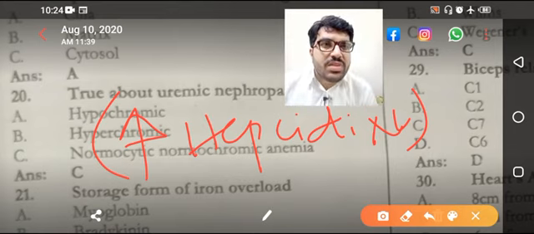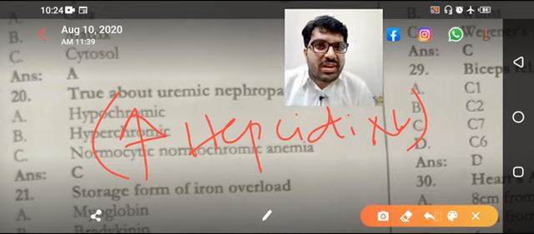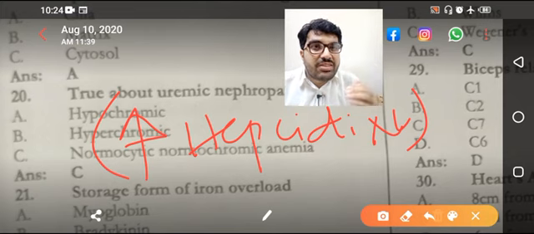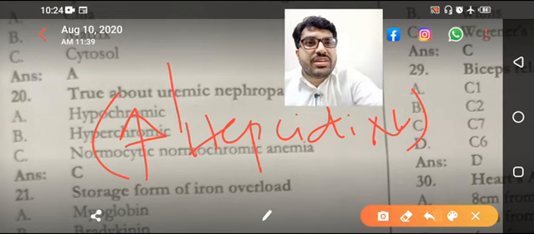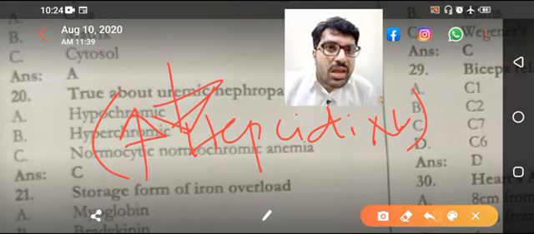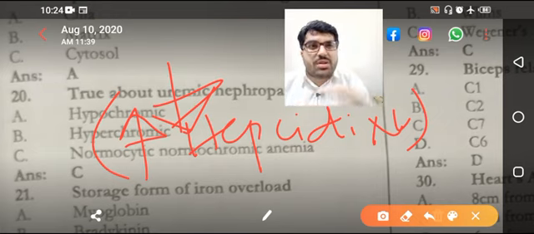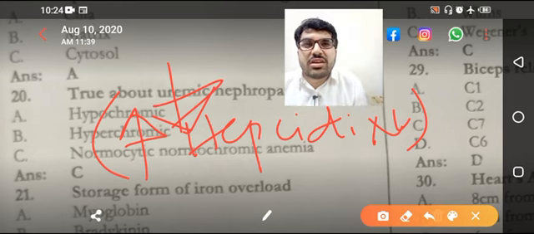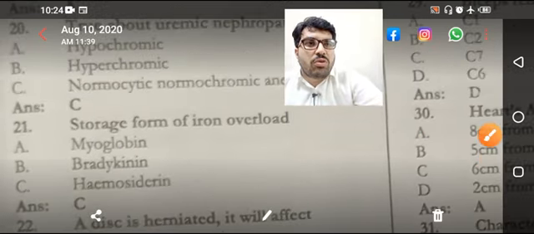Hepcidin inhibits the absorption of iron. So in anemia of chronic disease, the hepcidin is increased, so there is no absorption of iron. But in hemochromatosis, the hepcidin is decreased. If it is decreased, there is more absorption of iron, and that can cause hemochromatosis. Storage form of iron overload.